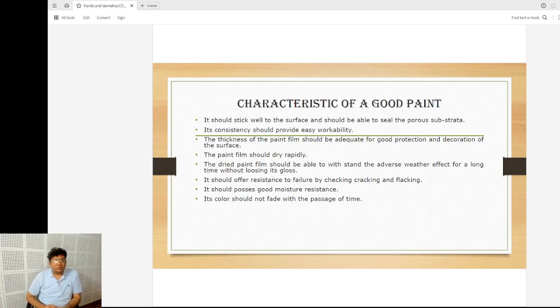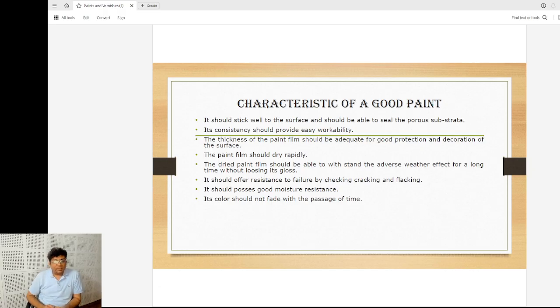It should offer resistance to failure by checking, cracking, and flaking. Adverse weather conditions tend to give defects to the paint surface, for example, cracking and flaking. So a good quality paint should be able to resist any such defects coming from the weather. Then the rainy seasons are very wet, and the moisture content is very high in the weather, so a good paint should have good moisture resistance as well.